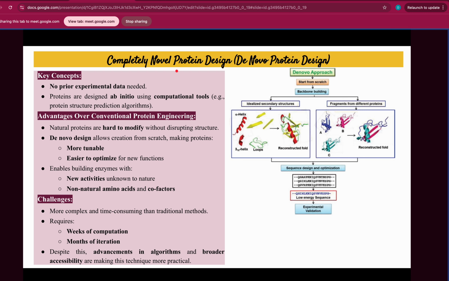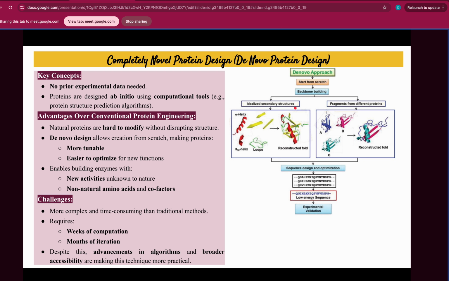Now if you want to design a completely novel protein, then that comes under de novo protein design. Till now we have seen two types of protein designing methods. One was rational protein design, and the next one was directed mutagenesis or directed evolution. Now the third one is de novo protein design, in which you are designing the protein from scratch. You do not have any information about the sequence or the structure.